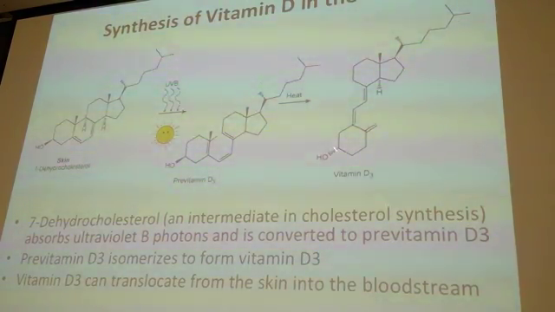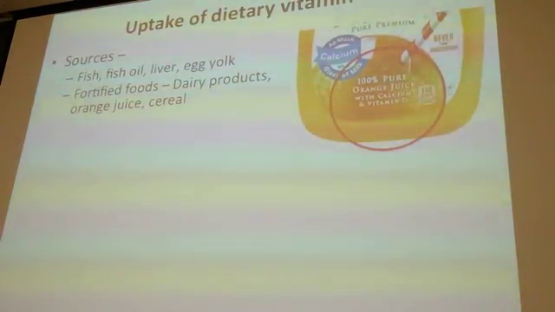And this form of the molecule can then translocate from the skin cell into the blood and begin circulating. It complexes with a vitamin D binding protein and can circulate to tissues in our blood. Okay, so our other source of vitamin D is going to be through dietary intake. So we have one source, which is direct synthesis in our skin. The other source is going to be through our diet.